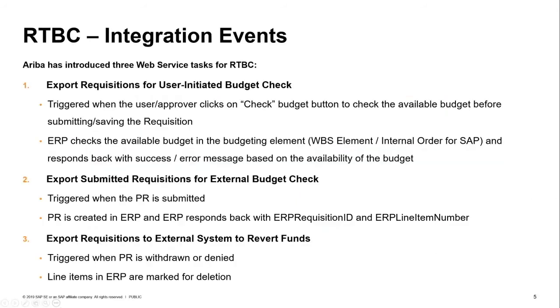Ariba has introduced 3 web service tasks for the real-time budget check. The export requisitions for user-initiated budget check, trigger when the user or approver clicks on the check budget button that we already saw. Export submitted requisitions for external budget check, trigger when the PR is submitted. And export requisitions to external system to revert funds, trigger when the PR is withdrawn or denied.